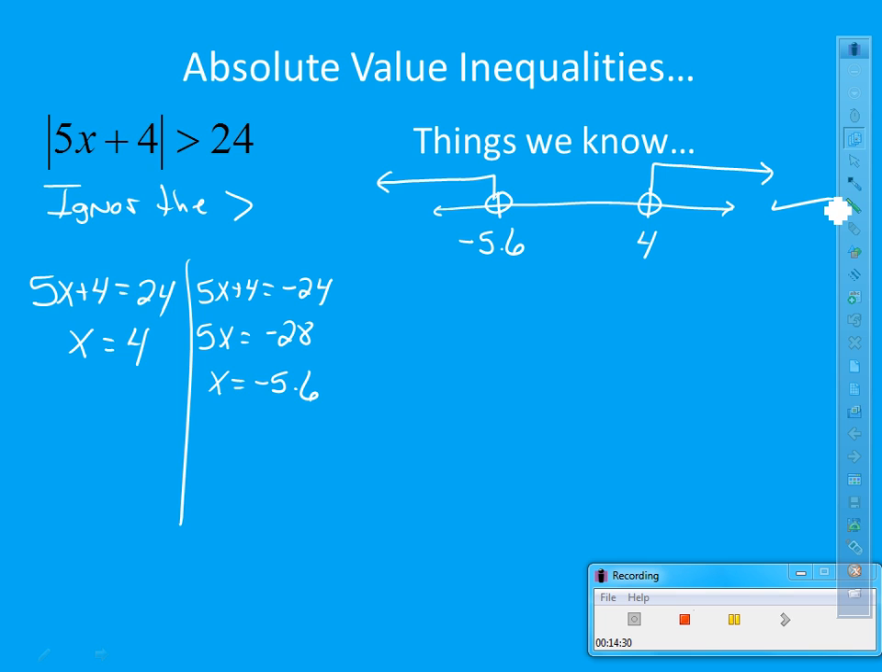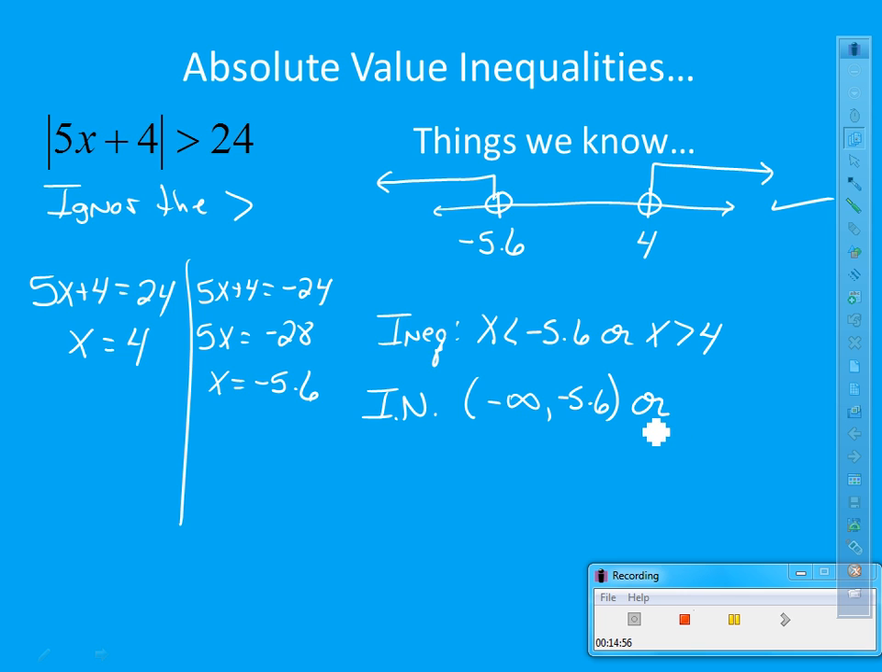As an inequality, it looks like this: x is less than negative 5.6 or x is greater than 4. In interval notation, it looks like this: parenthesis, negative infinity to negative 5.6, or parenthesis 4 comma infinity. Okay? There's what I've got so far. I've got 3 more to go, so hang with me.